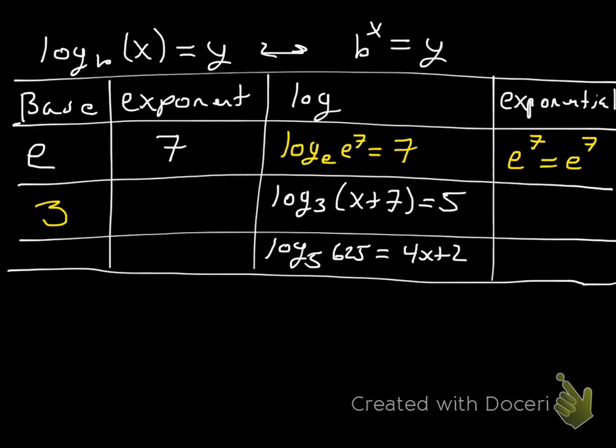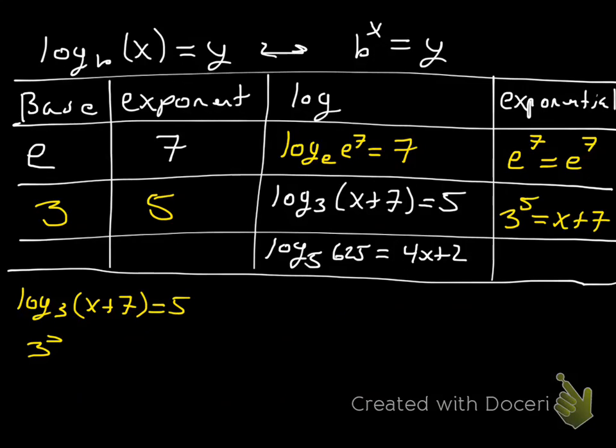Alright, so now if we look at the second example, log base 3 of x plus 7 is equal to 5. The base is 3. Your logarithm's always equal to its exponent. Exponent is 5. And then in exponential form, 3 to the fifth is equal to x plus 7. And we're actually going to solve a logarithmic equation. So the first thing we do is we convert it from log form to exponential, and then we can go ahead and solve that. So just rewriting, put it in exponential form, and then we can go ahead and solve this.